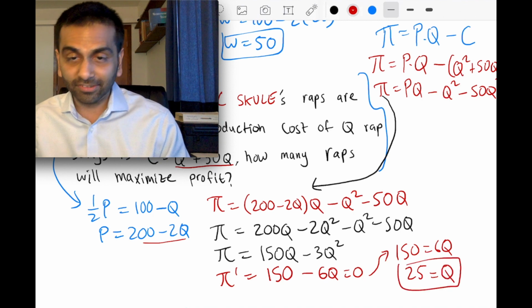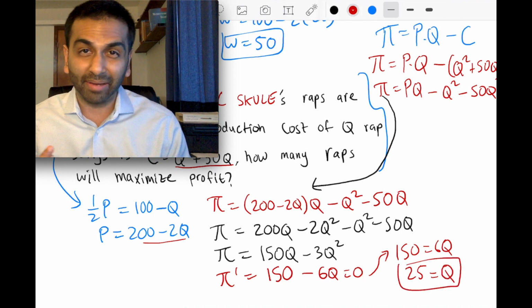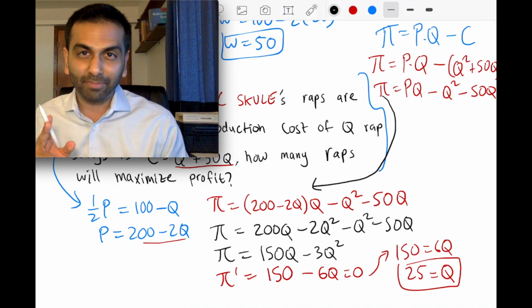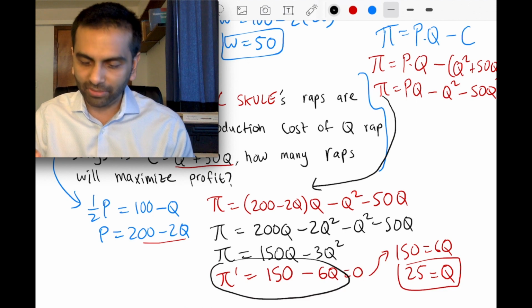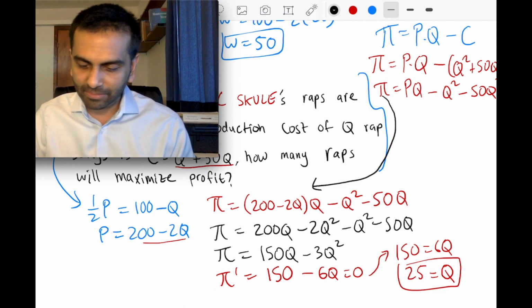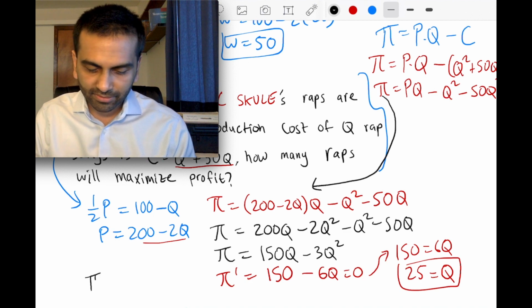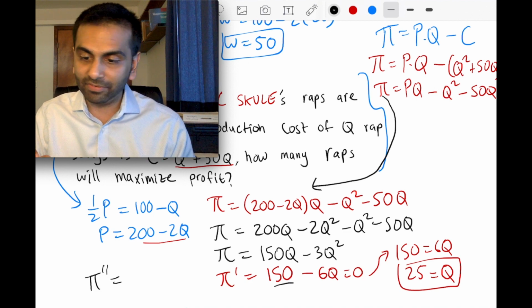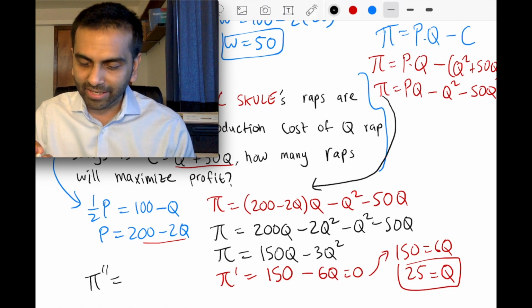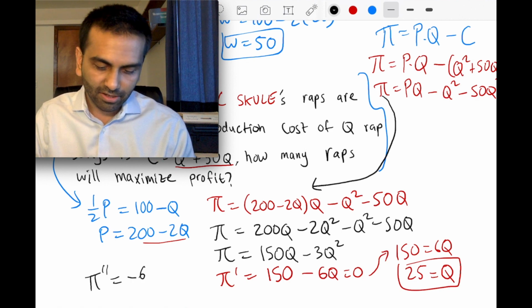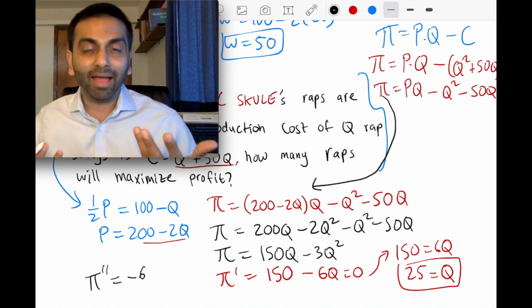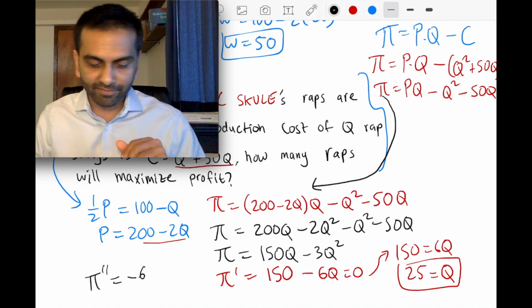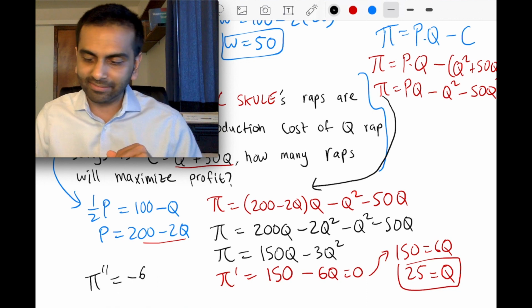So MC School should make 25 rap songs in order to maximize profit. But wait, do we know if it's maximizing or minimizing? Let's take the second derivative to find the second order condition. If 150 minus 6q is your derivative, your second derivative is going to be, let's see, the derivative of 150 is 0, and the derivative of minus 6q is just minus 6. The negative second derivative means that you're maximizing, so you're all set. And again, if this was positive, that means you would have been minimizing your profit.